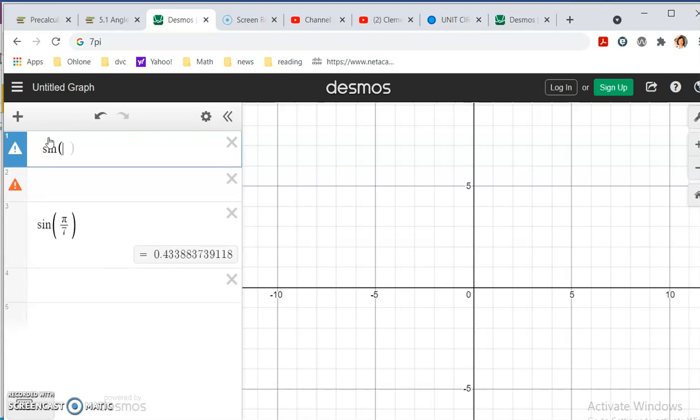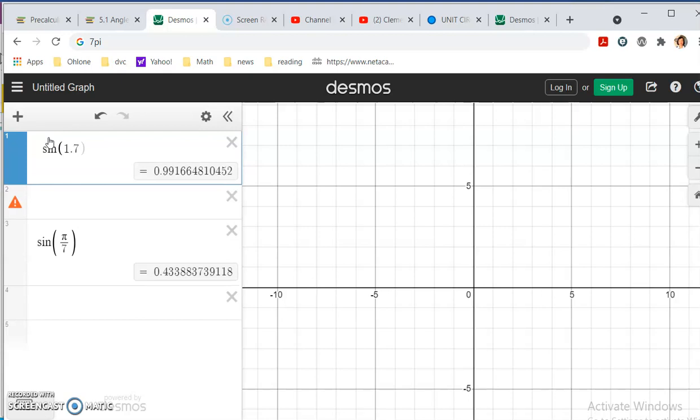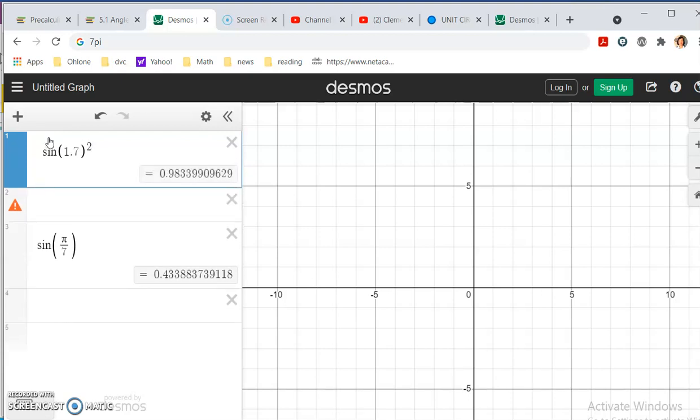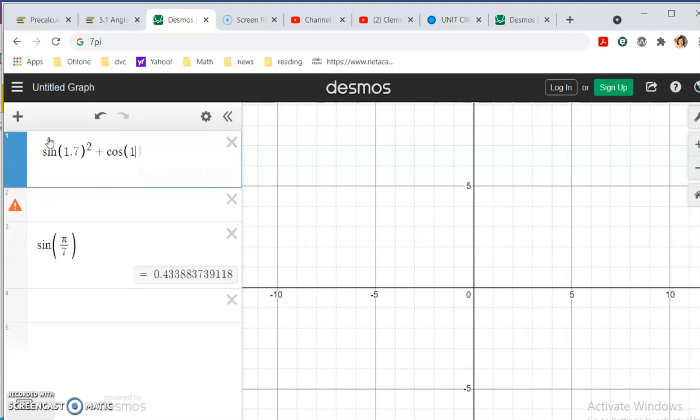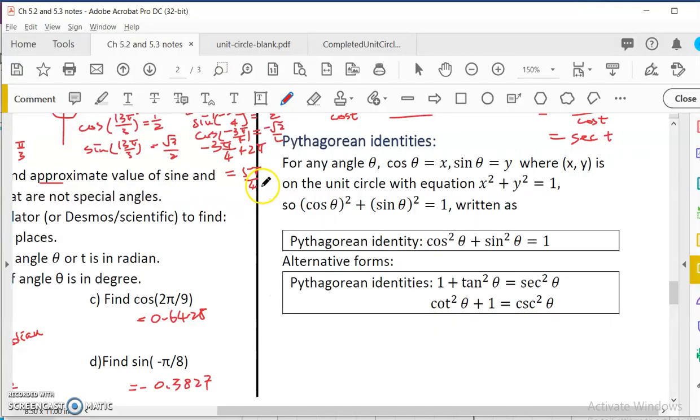So let's just pretend the angle is 1.7, right? Sine square of this plus cosine of 1.7, also squared, add together is 1. I can change it to 88, and 88 is also 1. So any angle, so long as it's the same angle you put in, is always 1.